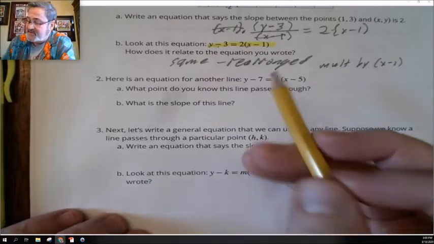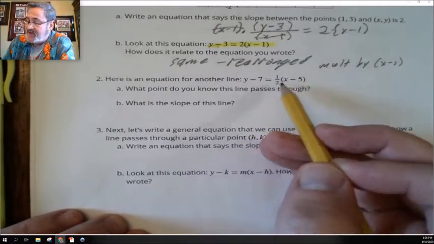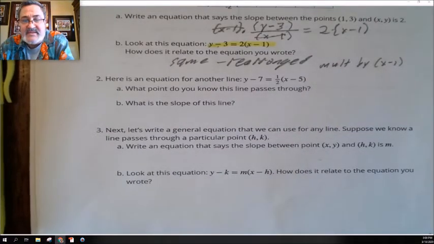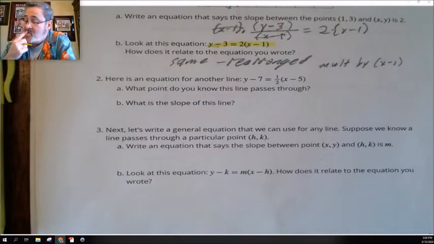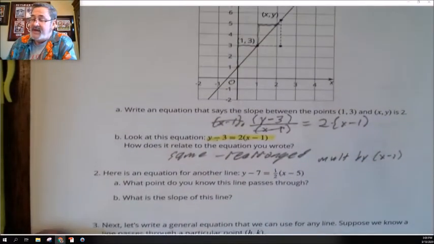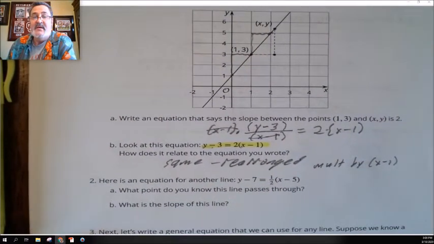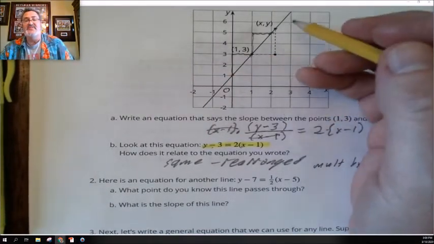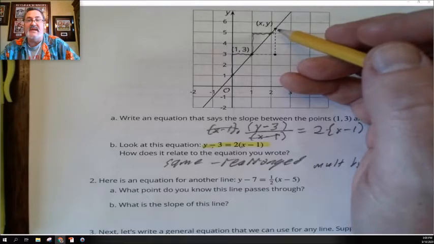So here's an equation for another line. y minus 7 equals 1/2 times x minus 5. What point do you know that this line passes through? Well, let's go back up here. We had a point that the line passed through. It passed through 1, 3. It also passed through x, y, but we don't know what the coordinates of that point are.